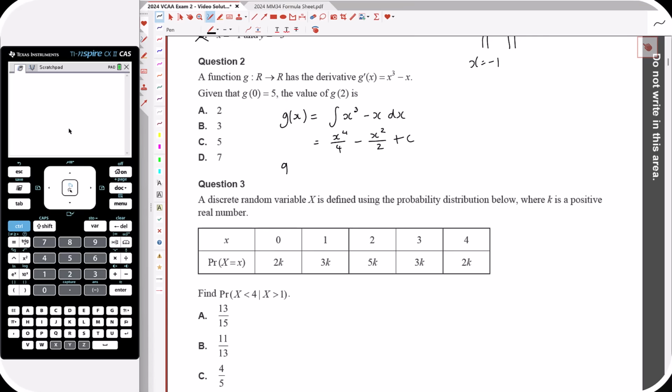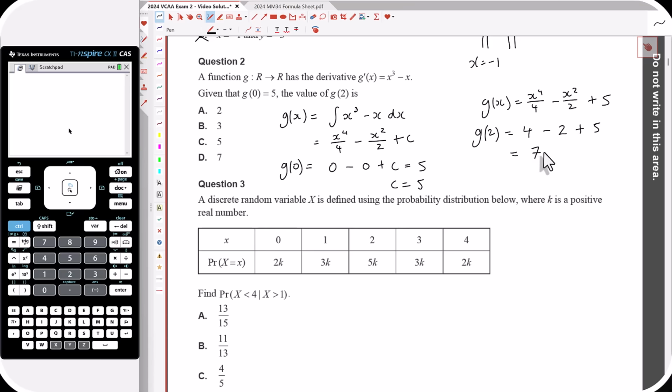So the g of 0 equals 5 is about finding c. So 0 minus 0 plus c equals 5. And so that means c equals 5. And so therefore g of x is x to the 4 on 4 minus x squared on 2 plus 5. And then working out g of 2, 2 to the 4 is 16, divided by 4 is 4. 2 squared is 4, divided by 2 is 2, plus 5. So that's 4 minus 2 plus 5, which is 7.